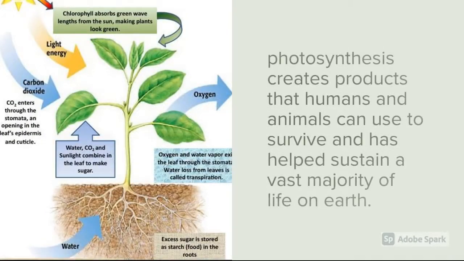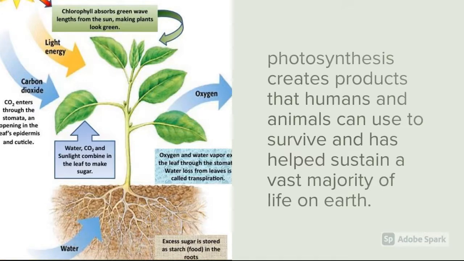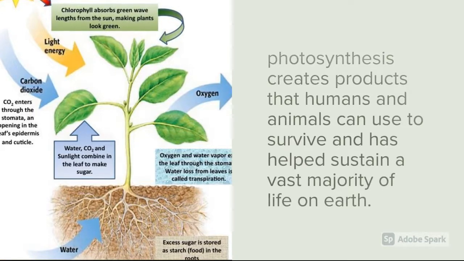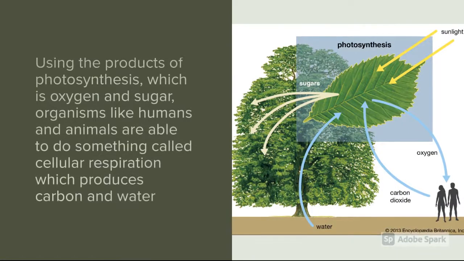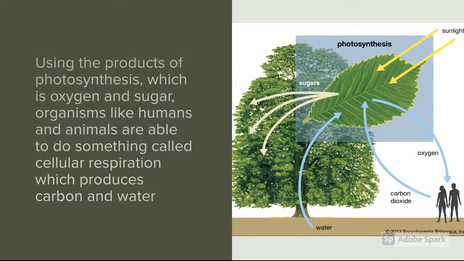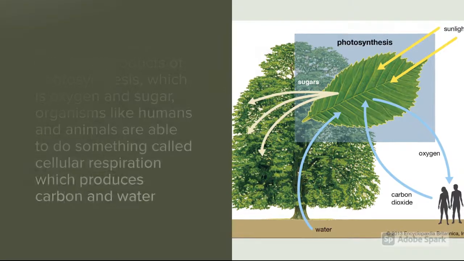Using the products of photosynthesis, we're able to go through cellular respiration, which helps us maintain energy levels, and it transports oxygen to cells within our tissues. During cellular respiration, we breathe in oxygen and produce carbon dioxide as well as water through the binding of hydrogen and oxygen within the electron transport chain.